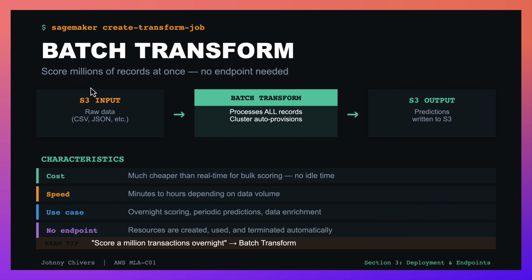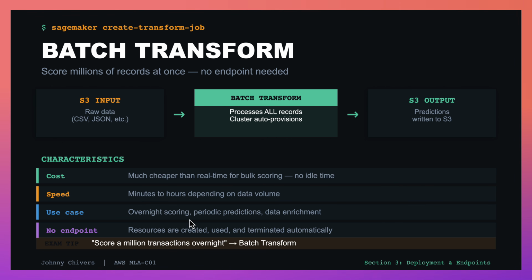So this is where you want to do millions of records in one go, and you don't actually need to provision an endpoint. You put all your data into S3, as you can see here. You use batch transform, and then it gives you the output of that data. It's much cheaper, and works for bulk scoring, so there's no idle time. Minutes to hours is what you need on the data volume, so this is for long running use cases.